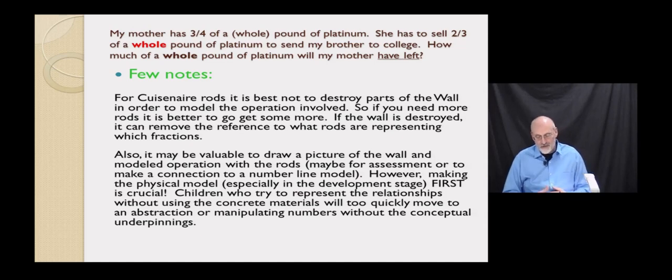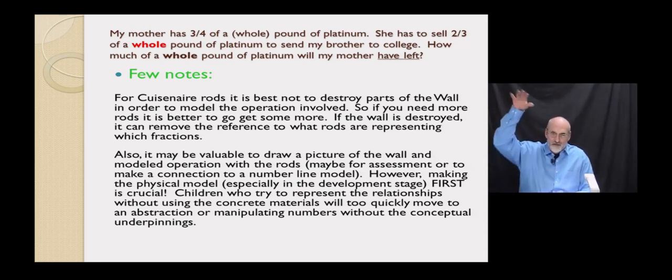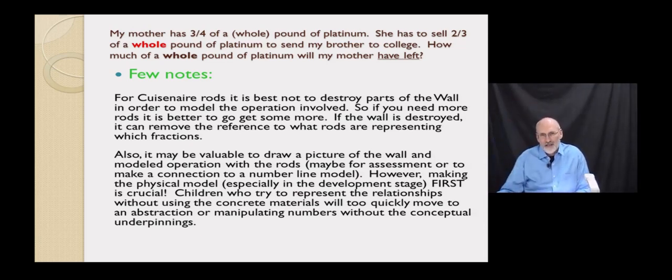It's really important. They must do it at the concrete level so they can see how those rods fit together based on their relationship. If they try to do it without making the model with the rods first, they'll end up having to work at a very abstract level and do it very numerically, and they'll miss the point. They'll miss relationships. So strongly discourage trying to draw pictures of walls, or pictures of the Cuisenaire rods, before they've actually modeled it and seen what it looks like at a very concrete level.